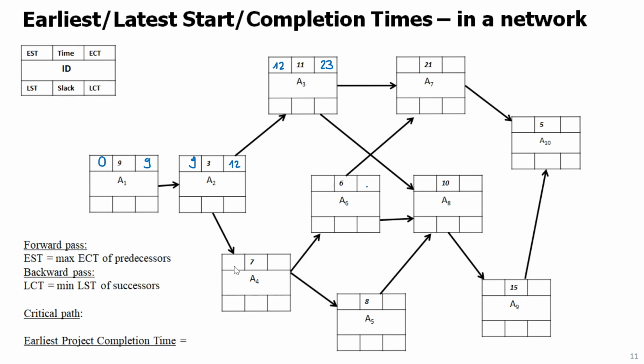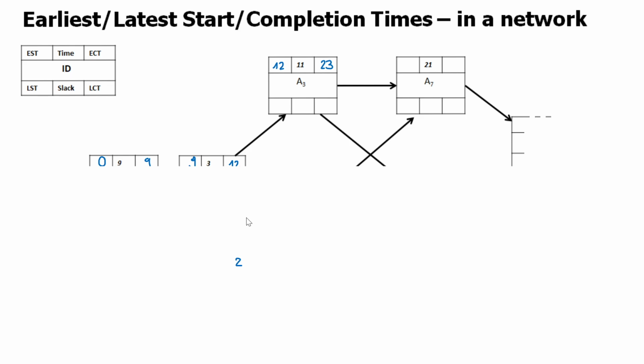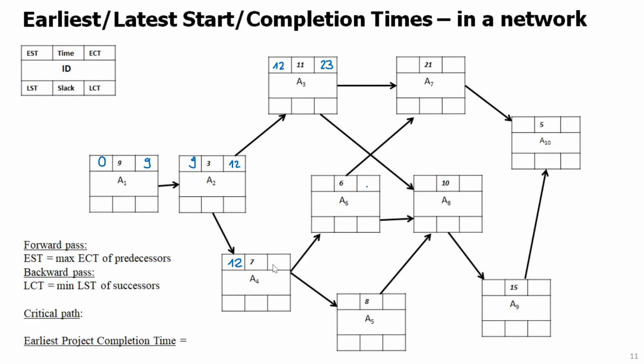So I have to go back to A4 here and write 12. And then the finish time of this will be 19. Then I can consider A6 start on day 19 and finish on day 25. And the same I can consider activity A5, start on day 19 and finish on day 27, where 27 is, of course, 19 start plus 8 duration. Finish will be on day 27. 19 plus 8 is 27.